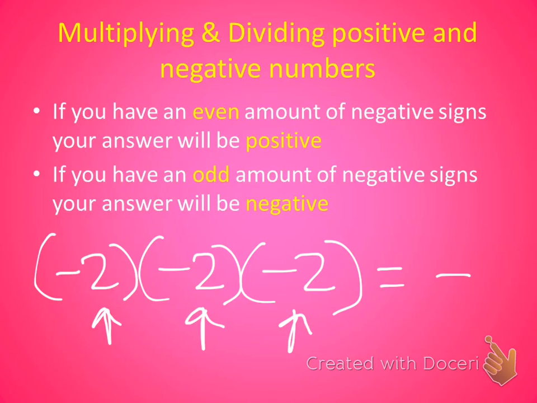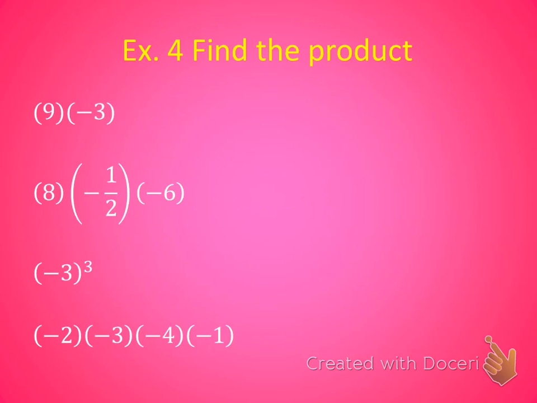Go ahead, count up your negative signs. If you have an even amount, I know, all right, no matter what, my answer is positive. I can totally ignore the signs now and just multiply these like I would regular numbers, okay? Or if it's an odd amount of negative signs, your answer will be negative. All right, so let's start by doing that.